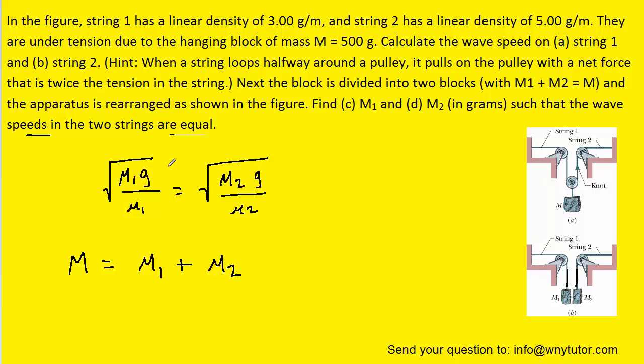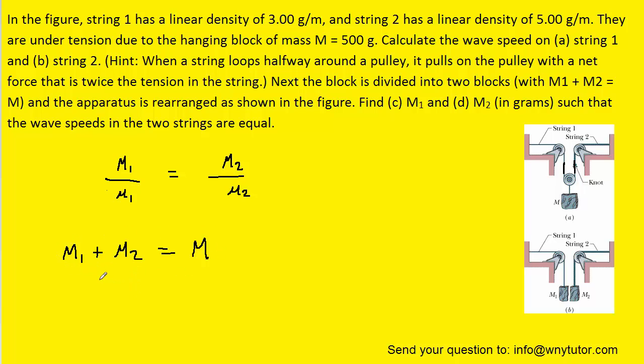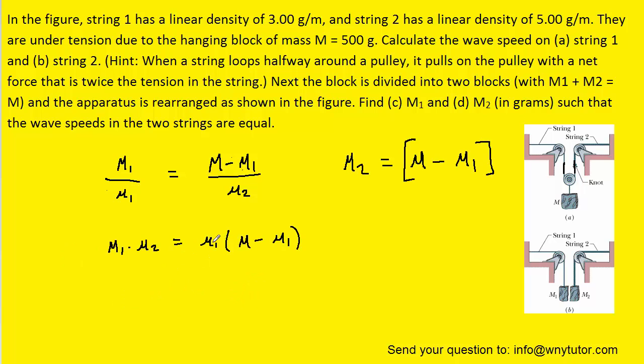We will then square both sides of this equation. We could divide both sides by g. Referring to the second equation, we can solve it for M2 by subtracting M1 to the right side. We could then plug this expression for M2 into the equation above. We will then solve the equation for M1 by cross-multiplying. We'll distribute mu1 into the parentheses.